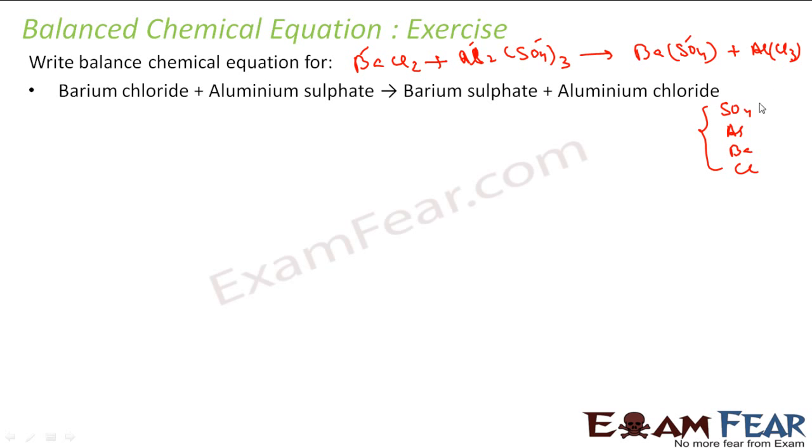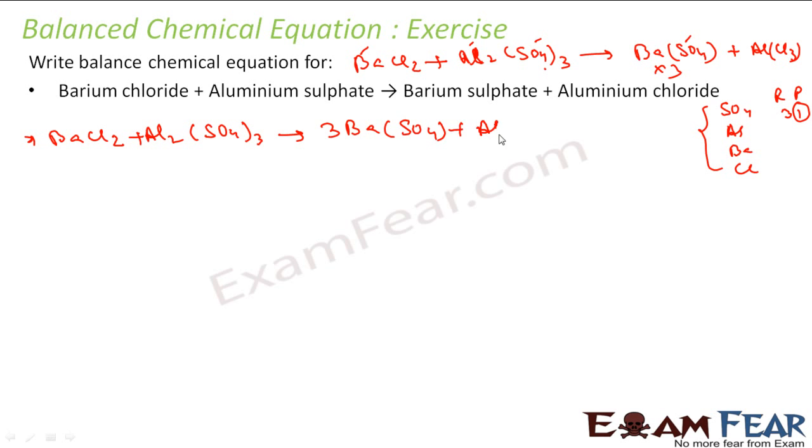To balance this, first see this is my reactant. Let me write here actually. So this is my reactant, this is my product. So sulfate we have 3 here and we have 1 here. Correct? This is not balanced, so you have to multiply this guy with 3. There are 3 sulfate, there is 1 sulfate here. So let's multiply. So what you get is barium chloride plus aluminum sulfate is equal to 3 barium sulfate plus aluminum chloride.